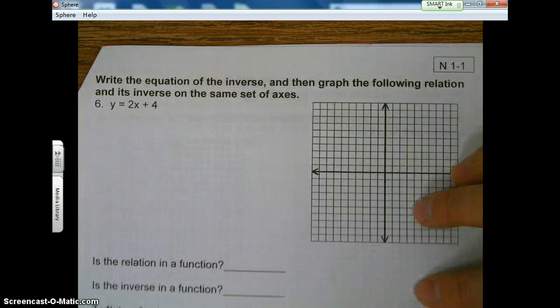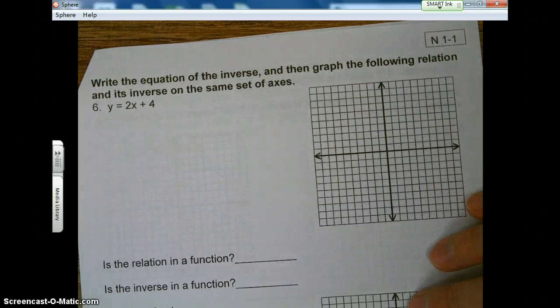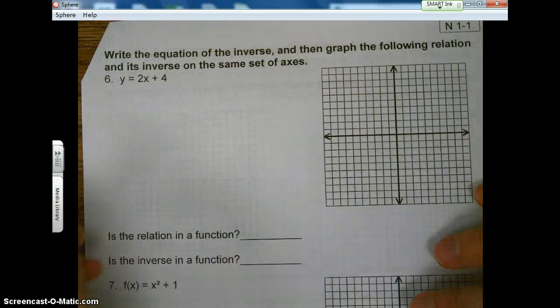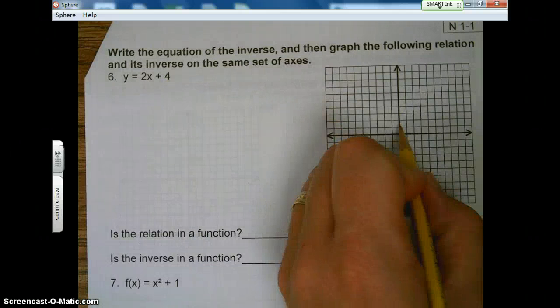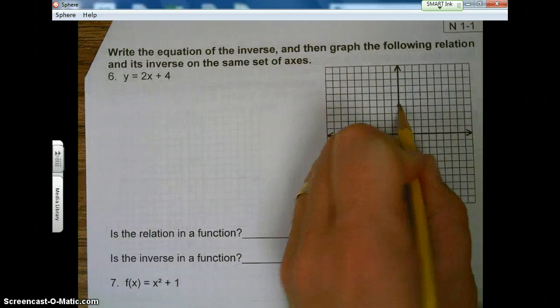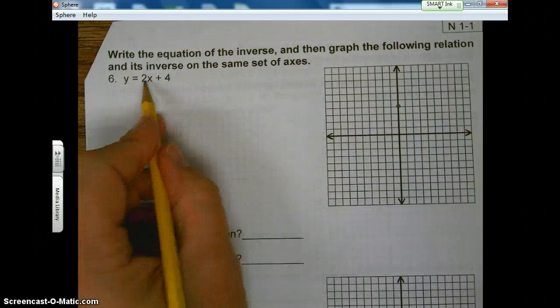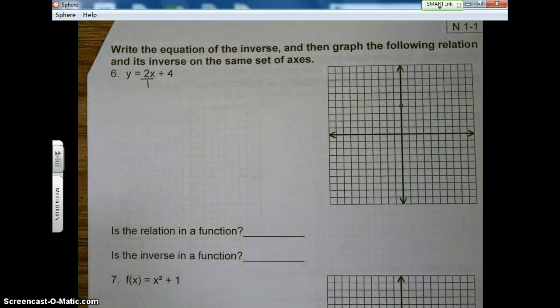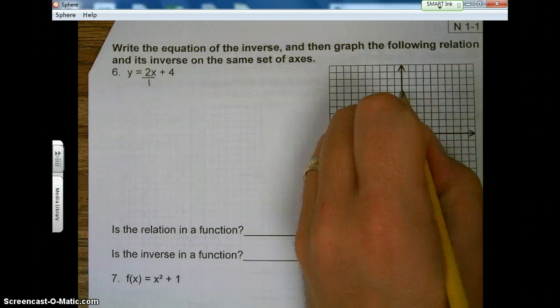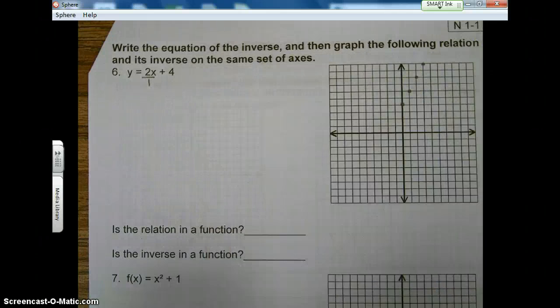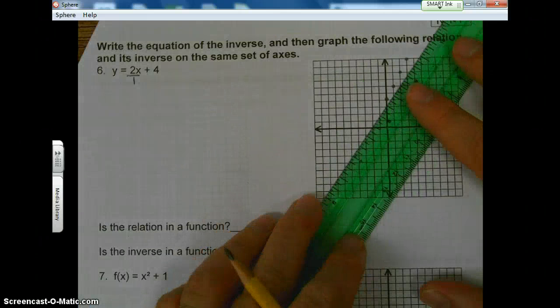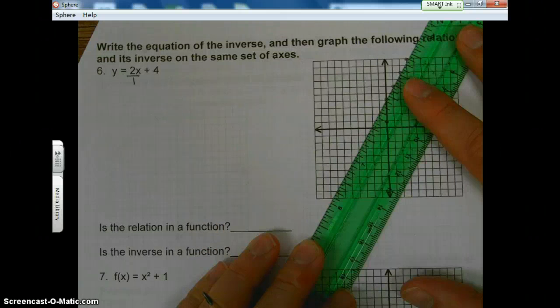Let's take a look at number 6. It says write the equation of the inverse and then graph the following relation and its inverse on the same set of axes. Okay, let's do this real quick here. So for review, we start off with the y-intercept. Then we apply the slope. We want to put it into rise over run, so rise 2, run 1. Let's go ahead and draw this line since we know that it is linear.